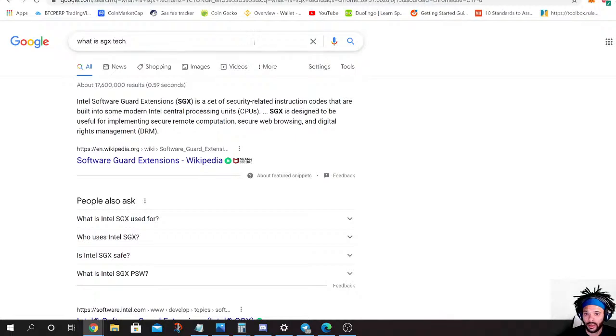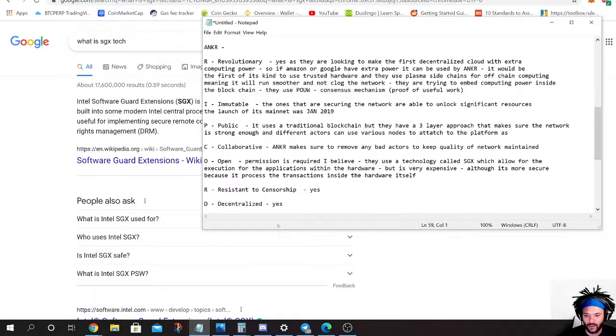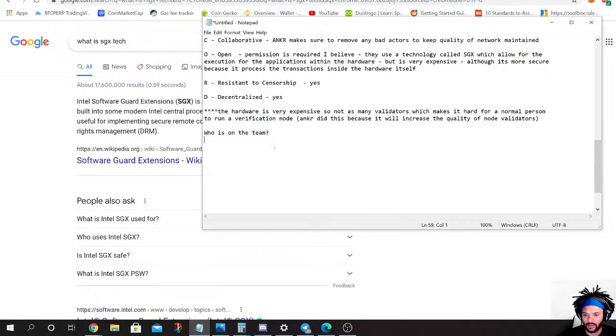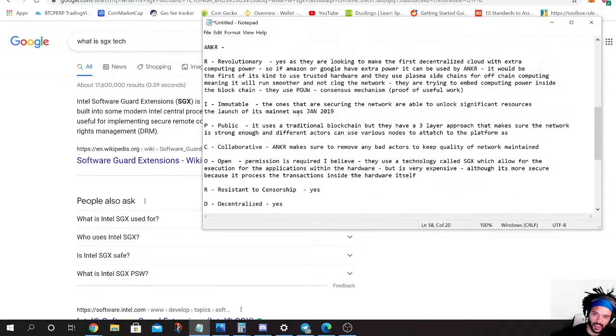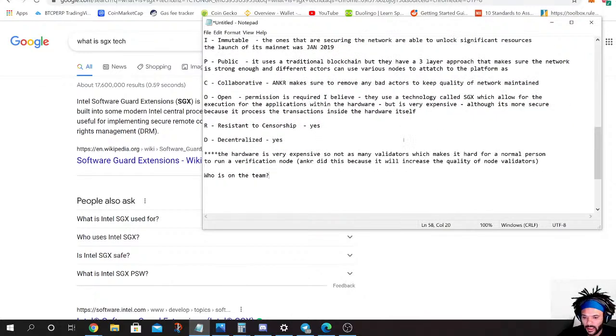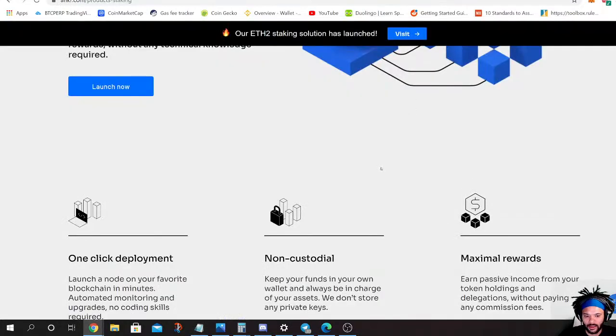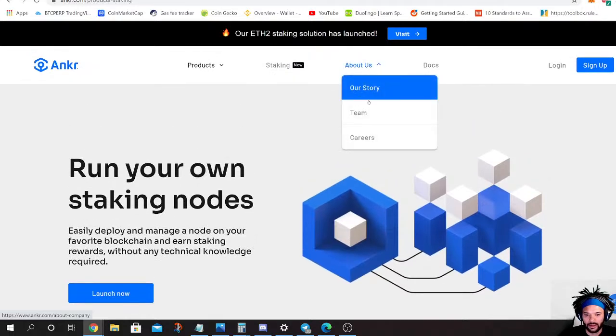Alright, so the next thing we would look at, we go back to our notes, would be who is on the team. Who is on the team for ANKR, right? We found out its real world use cases. We found out that it wants to take extra cloud service data and store it and create its own decentralized cloud data. So it does have a real world use case. It does make sense. The next thing that we would do is find out who's on the team. So we go back to ANKR's page, about us, team.